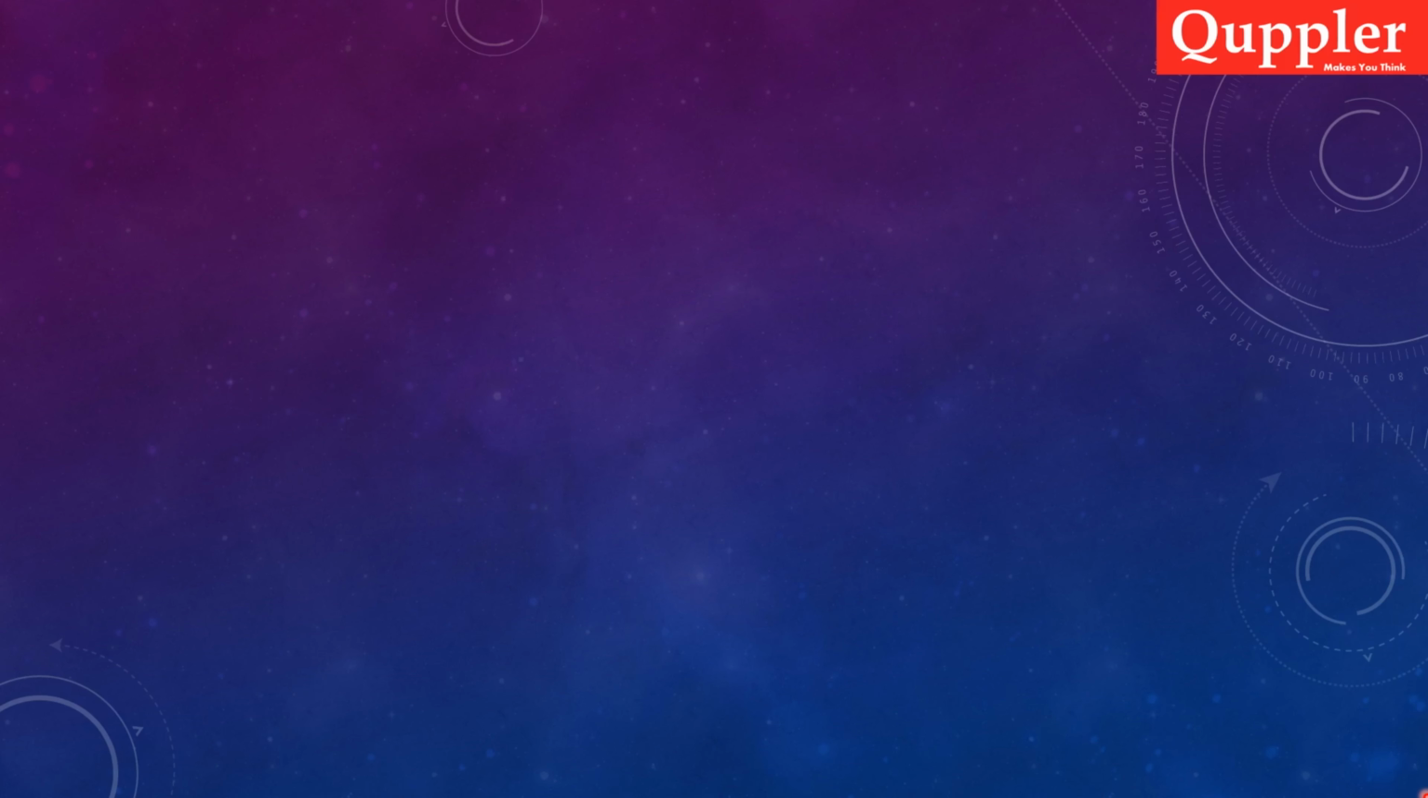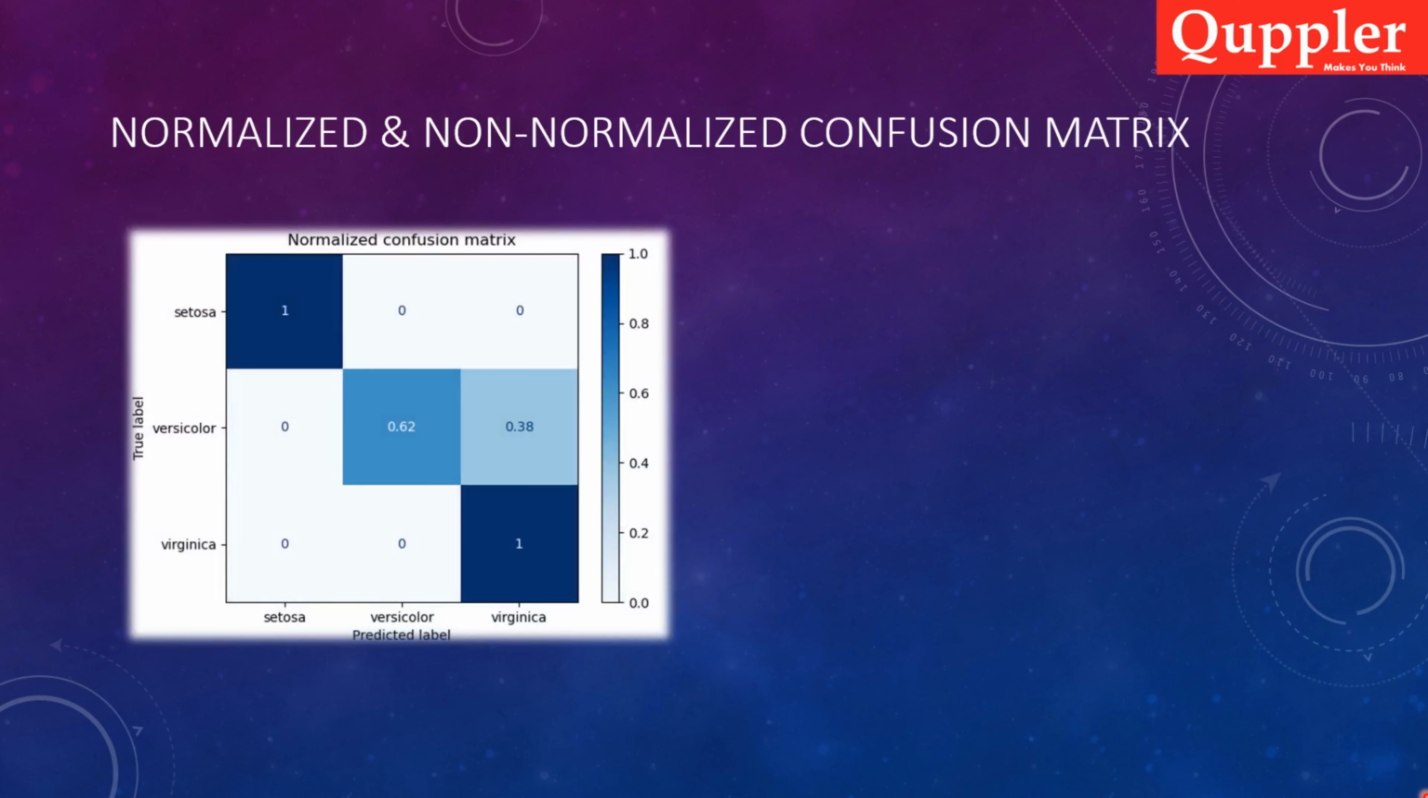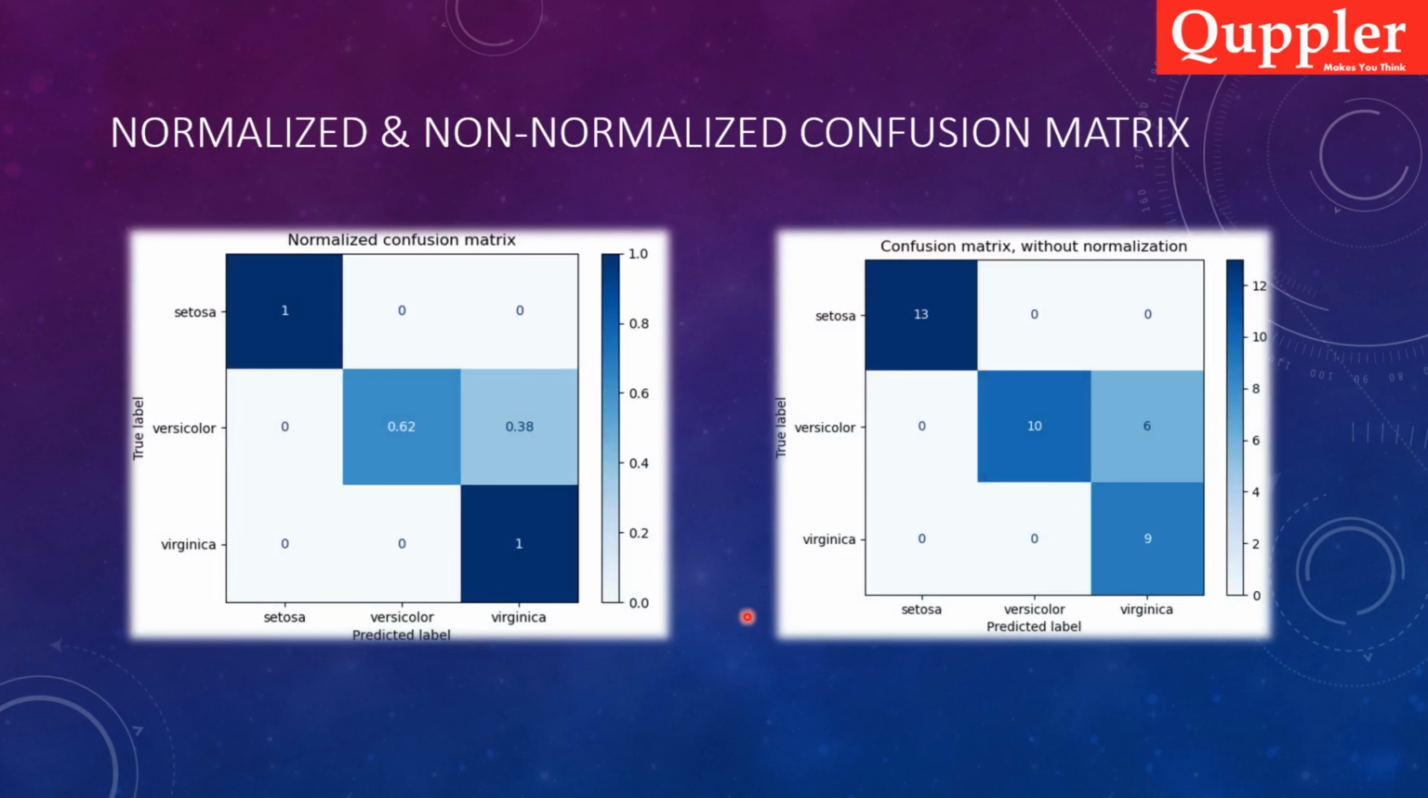After knowing about the terminologies of the confusion matrix, we're going to talk about the different types of confusion matrix, that is the normalized and non-normalized confusion matrix. If you can see clearly, this is a 3x3 confusion matrix, and this one is the normalized confusion matrix, whereas this is without normalization. Why without normalization? These values range from 0 to 12. These are raw values, whereas for the normalized confusion matrix, values always lie between 0 and 1.